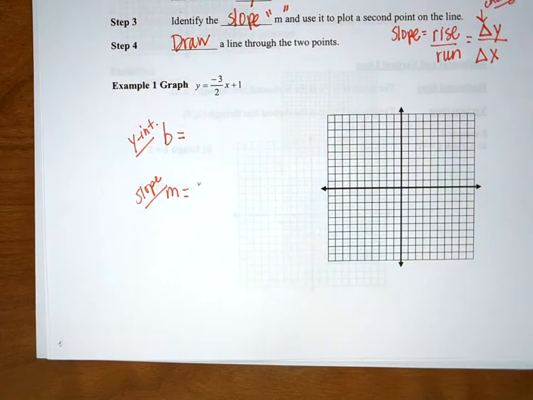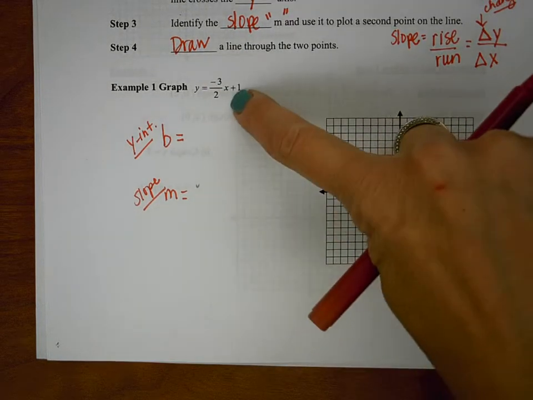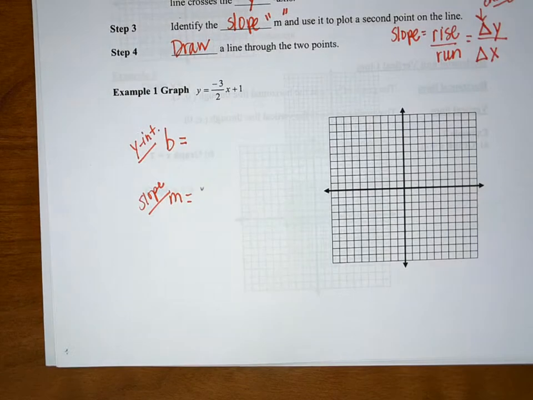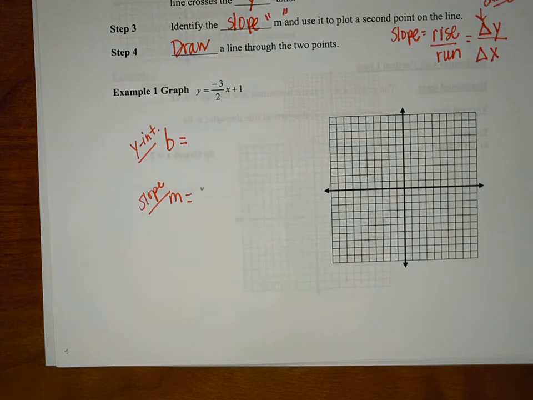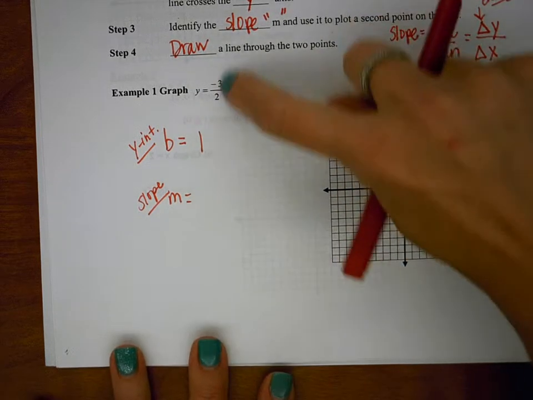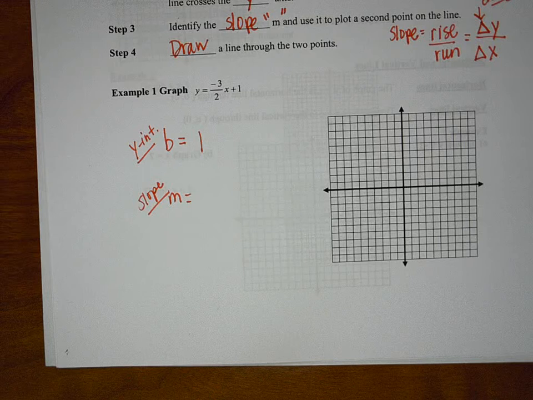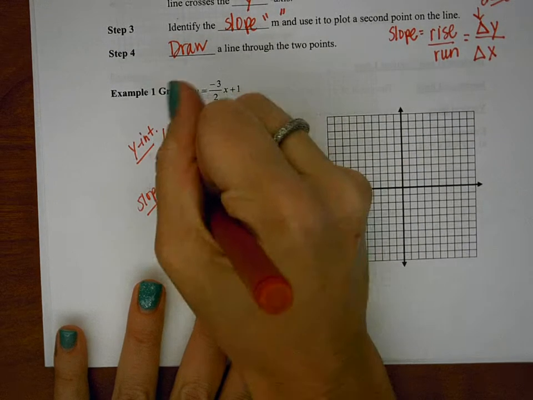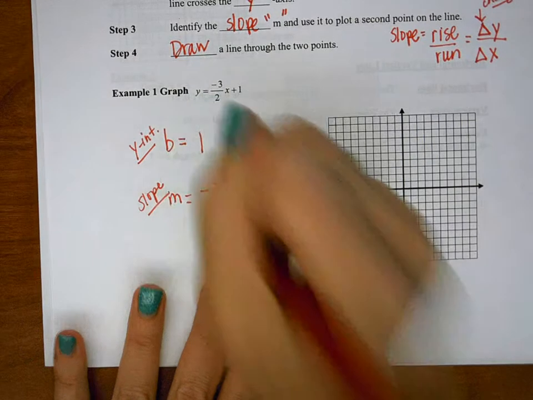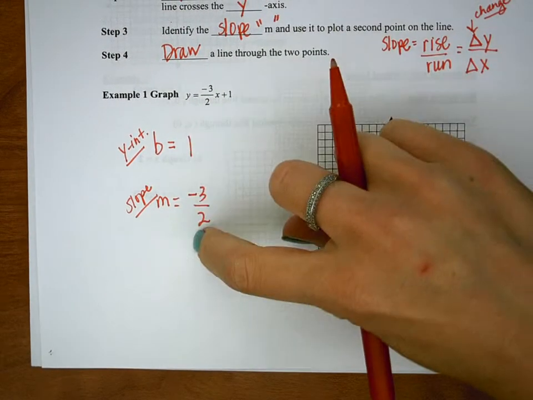Okay? So in this problem, your y-intercept is always the value at the end that's not with the x. So what is the y-intercept value? 1. Okay, your slope is always the fraction or number in front of the x. It doesn't include the x, it's just the number itself. Okay, and so what is the value in front of the x? Over 2. Perfect.